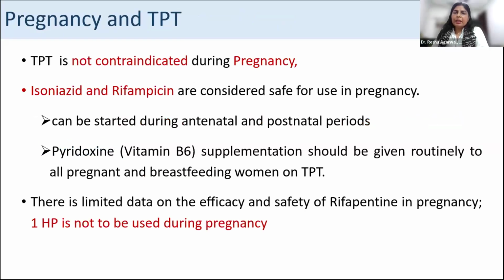With pregnancy, TPT is not a contraindication during pregnancy. Both INH and rifampicin are safe to be considered during pregnancy, and they can be started during antenatal period or postnatal period. It's always advisable to give pyridoxine during pregnancy. And for rifapentine, there is very limited data available on the efficacy or safety. So 1HP is not recommended during pregnancy. So in terms of the regimen which we have, you can safely use INH during pregnancy.